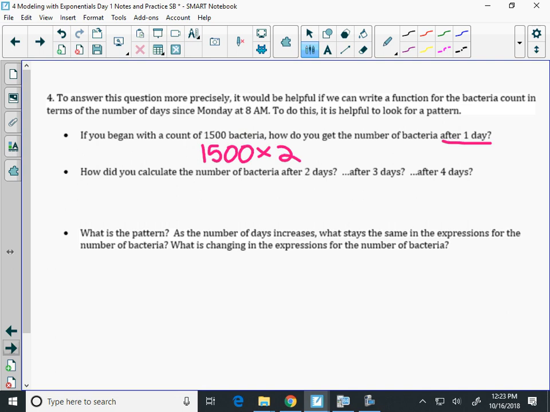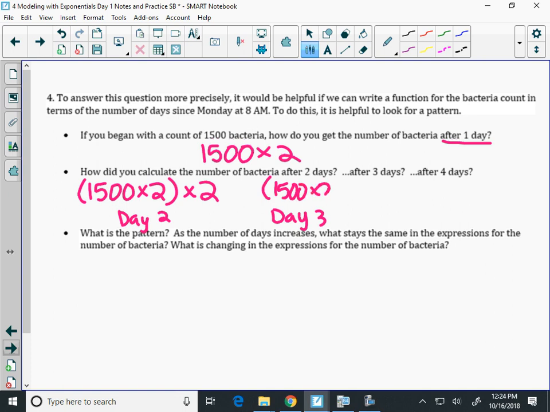Now then, how did we find the count after 2 days? What did we do again? Multiplied it by 2. So I'm going to write it this way. We took 1,500 times 2, and we multiplied that by 2, right? That was 2 days. Okay. So that was for day 2. For day 3, you took this day 2, right? You took the 1,500 times 2 times 2 and multiplied it by 2.